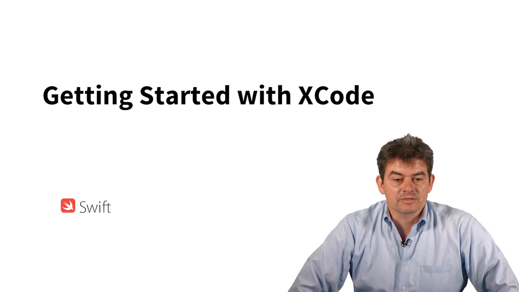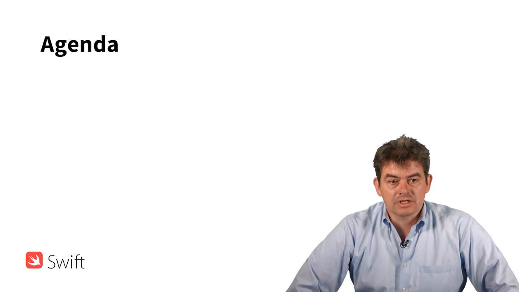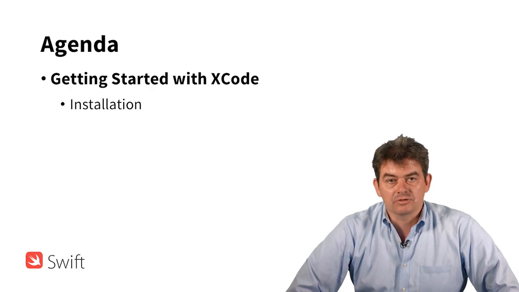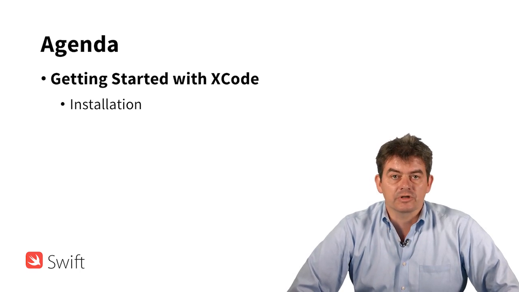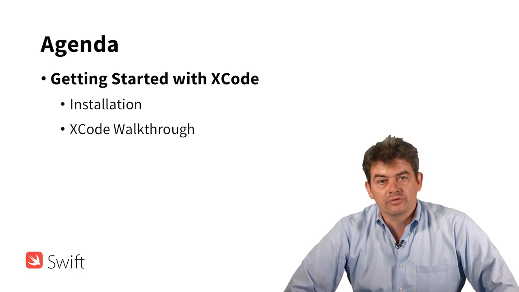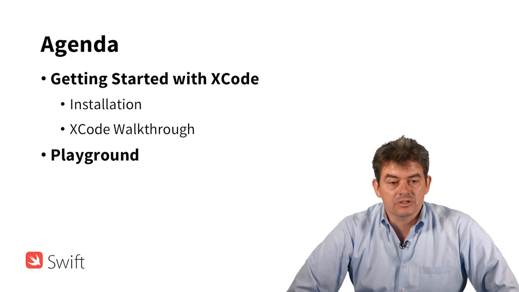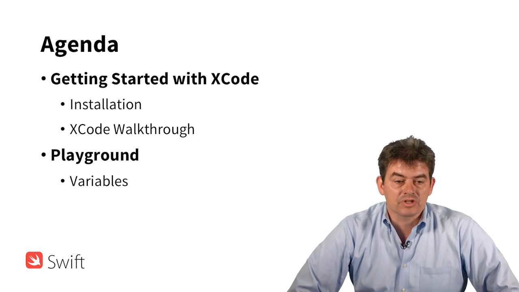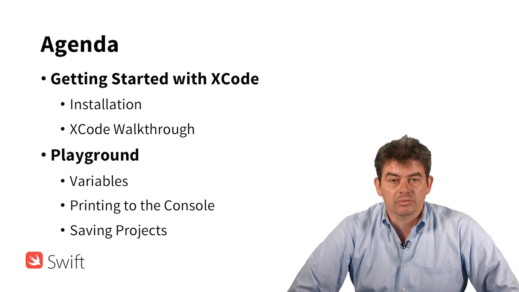So we're working on the next module, which is getting started with Xcode development. The agenda for the course today is getting started with Xcode: to download the Xcode environment, to install the environment, and then I want to give you a very quick walkthrough of the portion of the environment which we will use in the next couple of modules. I want to introduce the playground specifically. I want to show you something about variables, printing to the console, and saving your playground projects.